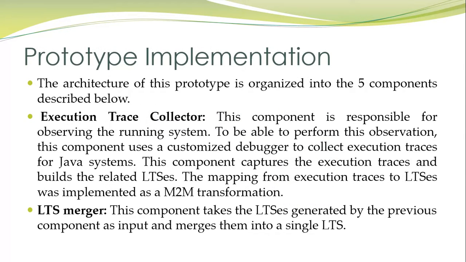Prototype implementation. The architecture of this prototype is organized into 5 components, which are described below. First component is the execution trace collector. This component is responsible for observing the running system. To be able to perform this observation, this component uses a customized debugger to collect execution traces for Java systems. This component captures the execution traces and builds the related LTSs. The mapping from execution traces to LTSs was implemented as an M2M transformation.